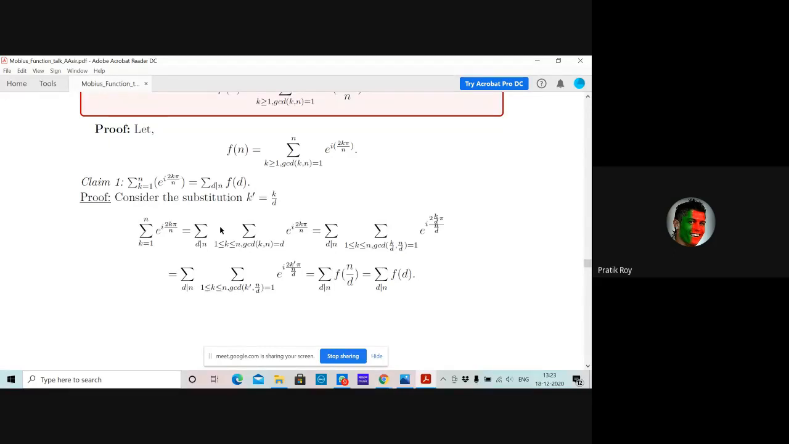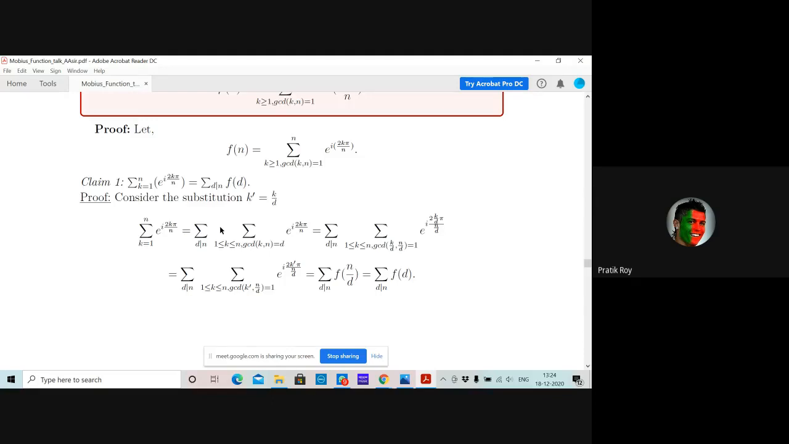If I define x naught as e to the power 2 pi i/n, then all the roots can be written as x naught squared, x naught cubed, x naught to the 4, and so on; in general, x naught to the power k. So I have summed up over all those roots based on the GCD of k with n. If the GCD of k and n is d, then I will put x naught to the power k in that part.